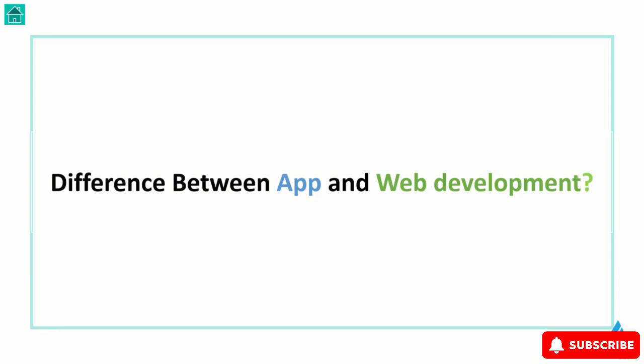Then let's now tackle the difference between app development and web development. So let's take a look at the big differences between apps and websites, basically. Okay, so first difference, platforms. App development involves creating applications that run on specific platforms, such as iOS or Android. Web development, on the other hand, involves creating websites that can be accessed on any device with a web browser.